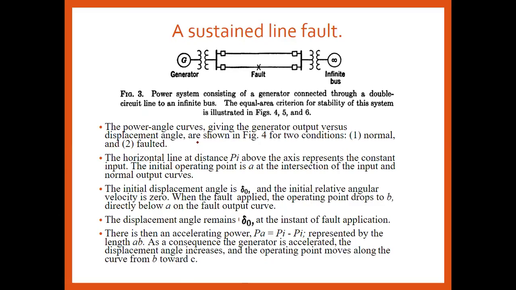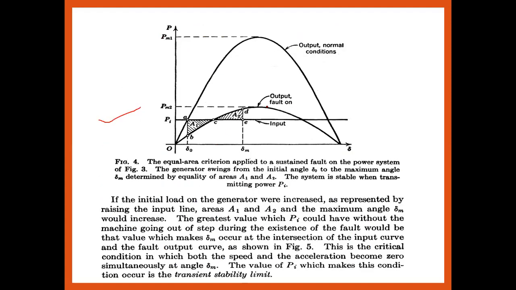In this diagram, as we all know, the power curve shows the generator output against the displacement angle, as shown in the figure, for the normal condition and the faulted condition. This is the output under the normal condition, and this is the output under the faulted condition. Here two conditions are discussed, and this is the input to the generator. Now the sustained fault.